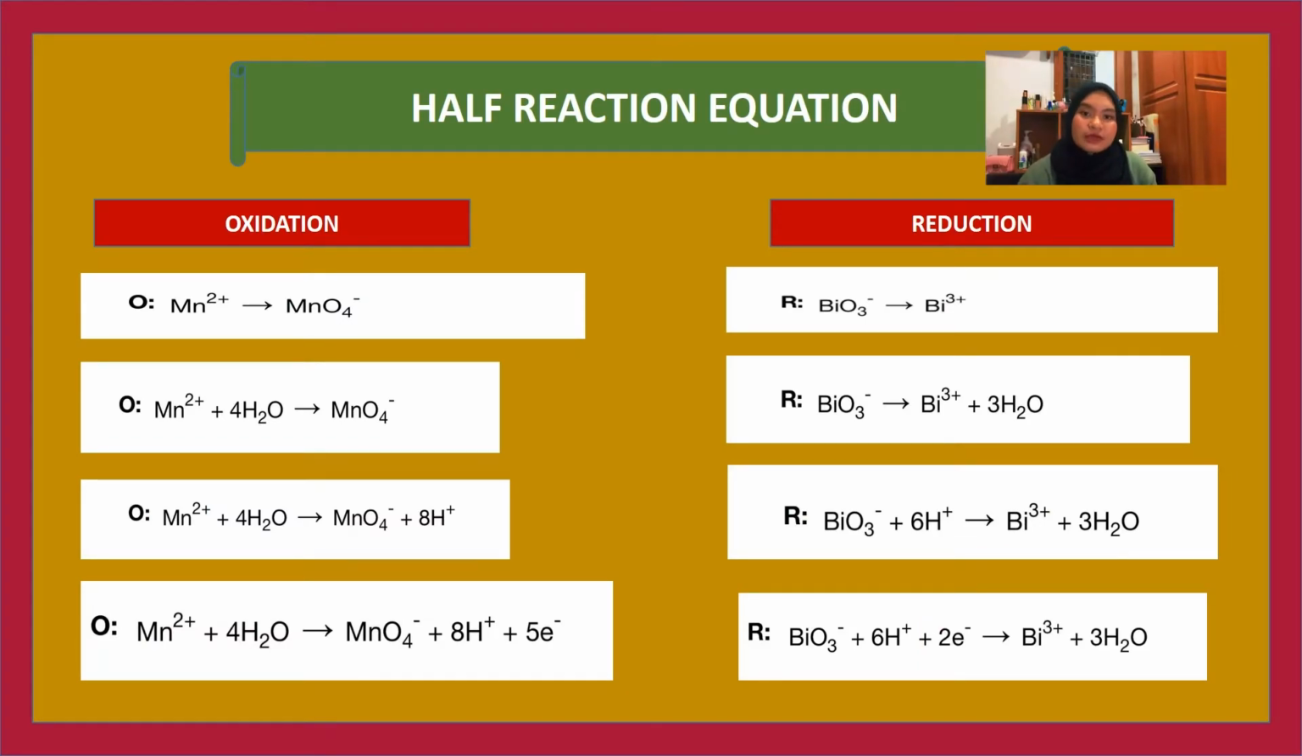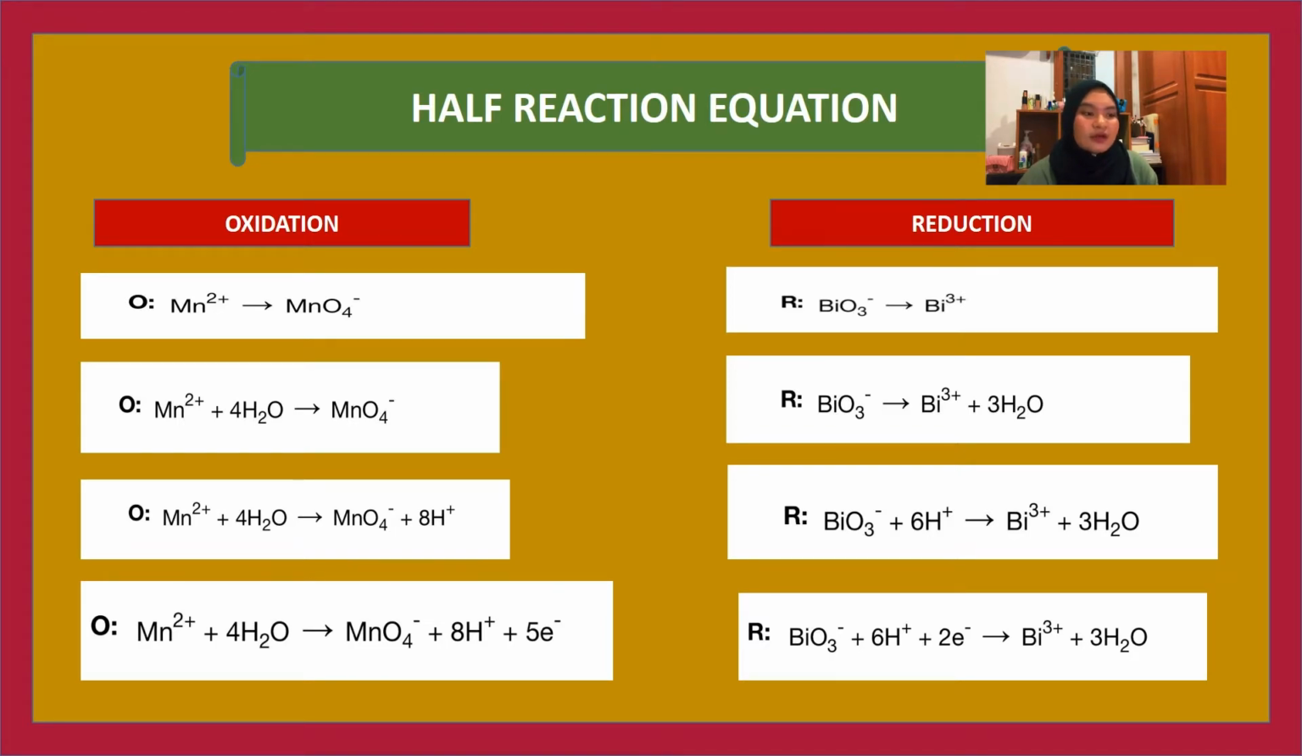In order to do the half reaction equations, there are several steps that we need to follow to balance them. The first one is to balance all other elements except hydrogen and oxygen. If you see from the slide, in the oxidation process and reduction process, the other elements except oxygen and hydrogen have been balanced. So we move to the second step, which is to balance oxygen atoms by adding H2O.